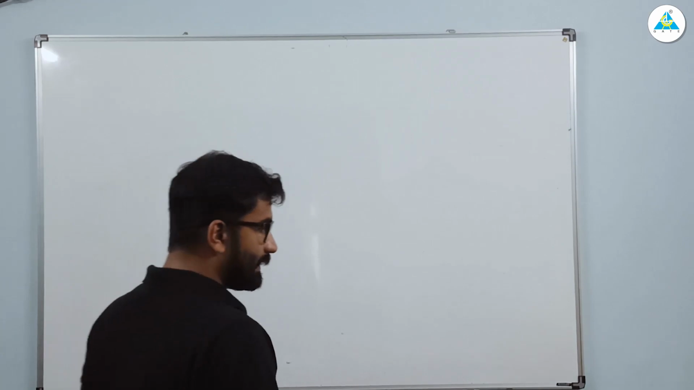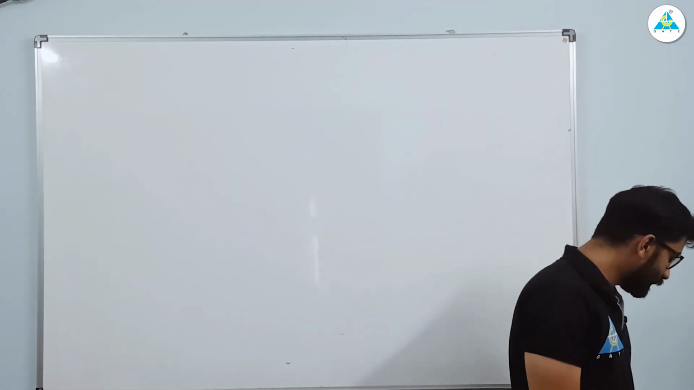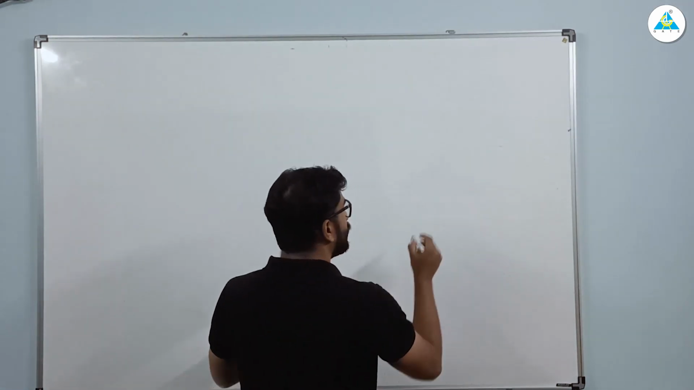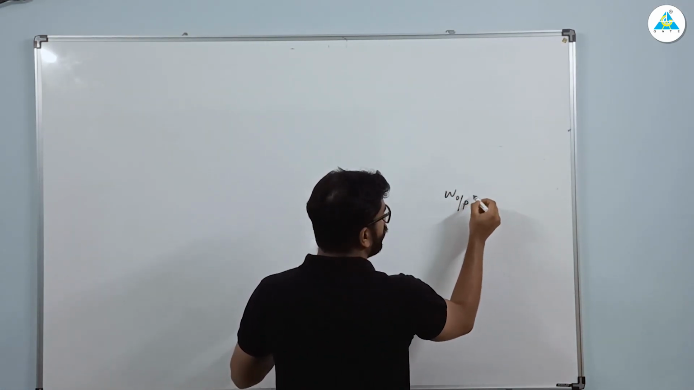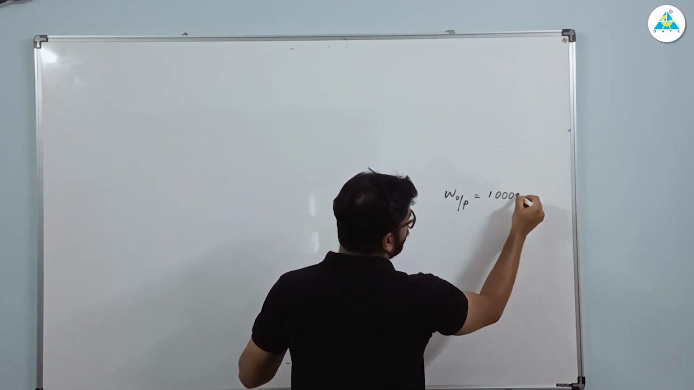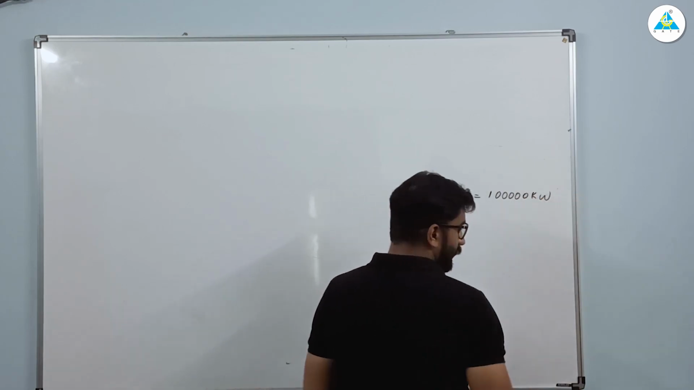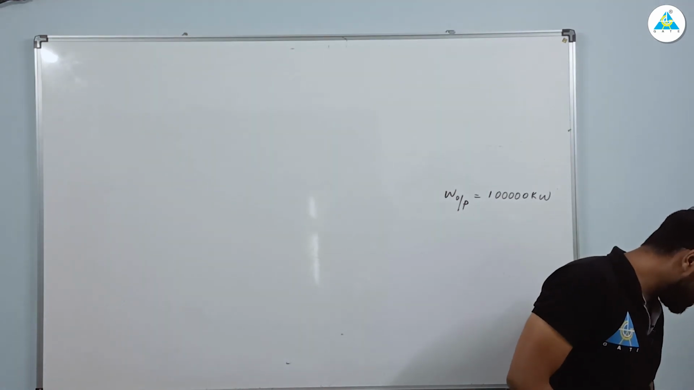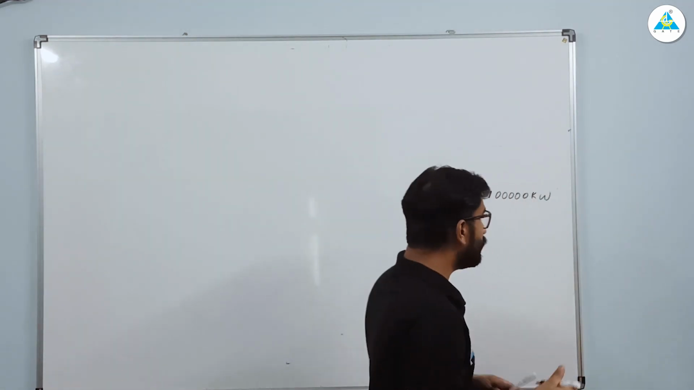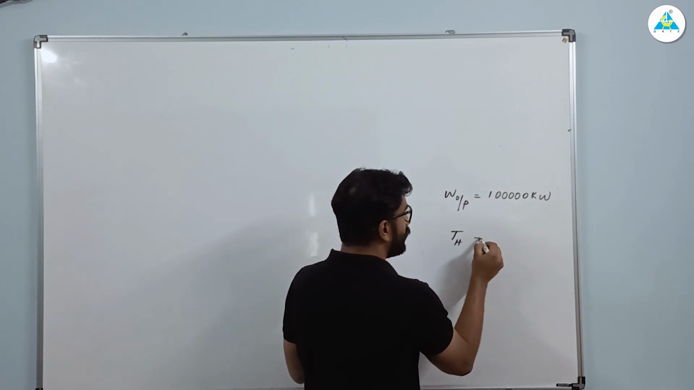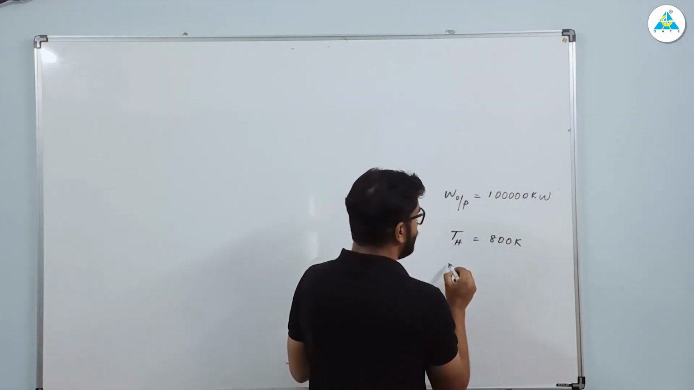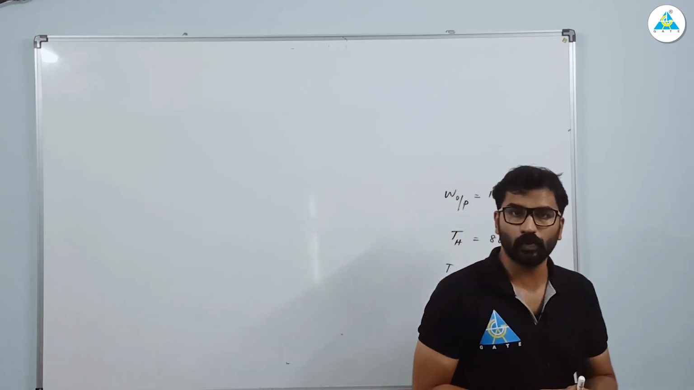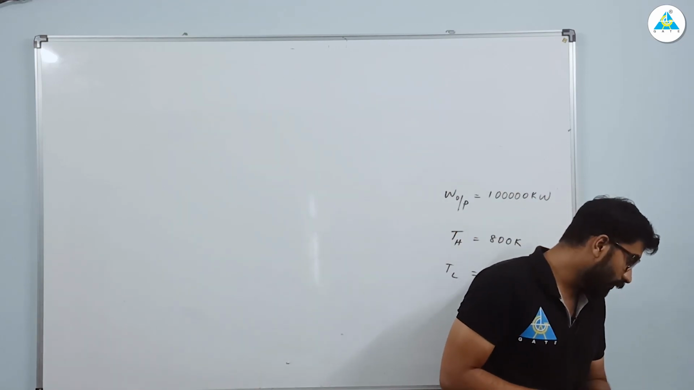The following heat engine produces a power of 1 lakh kilowatt, right? So the work output is 1 lakh kilowatt. Clear? Output, right? Power. Now, the heat engine operates between 800 and 300. So what will be your TH? TH is 800 Kelvin. TL is 300 Kelvin. So it operates between these two temperatures.